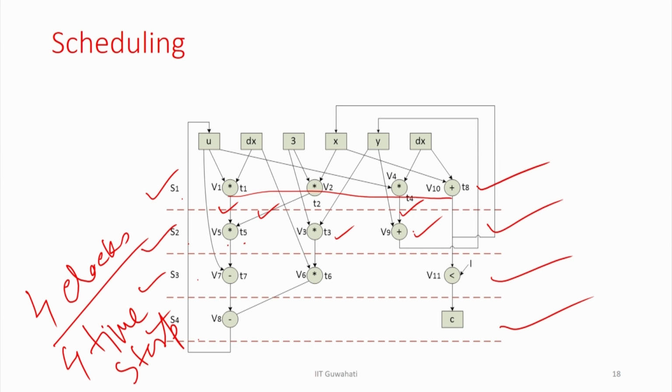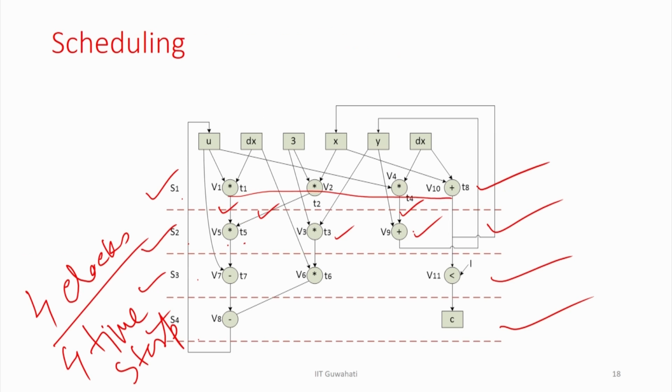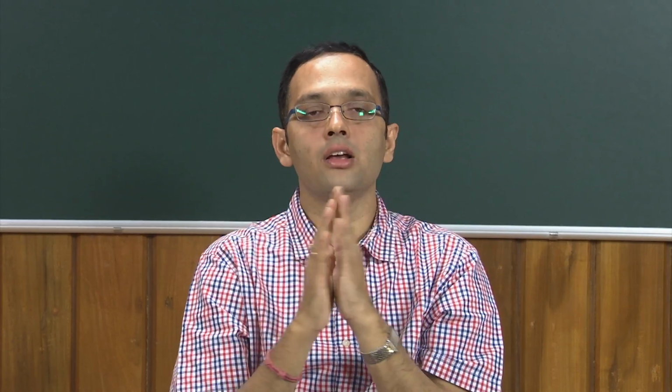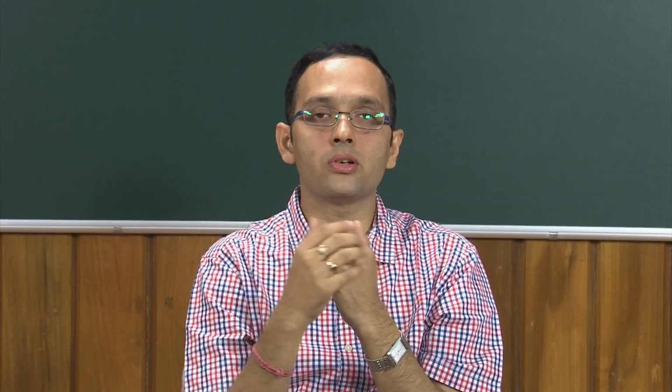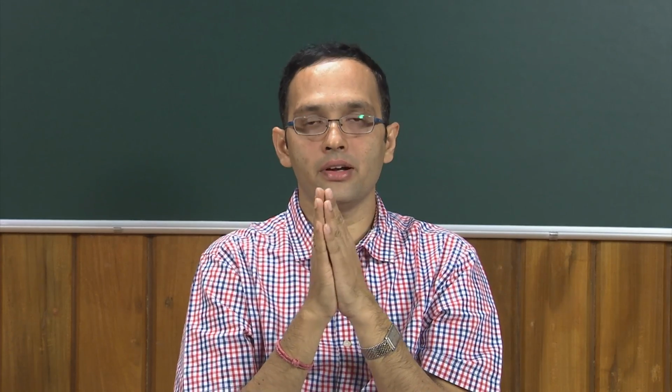So, this is done. So, what is the next step? This is the schedule information, and now we have to think about the hardware. We are done with how many clock cycles or time steps are required, and now we have to decide how many registers we are going to use, or how many functional units we are going to use in the hardware, right.